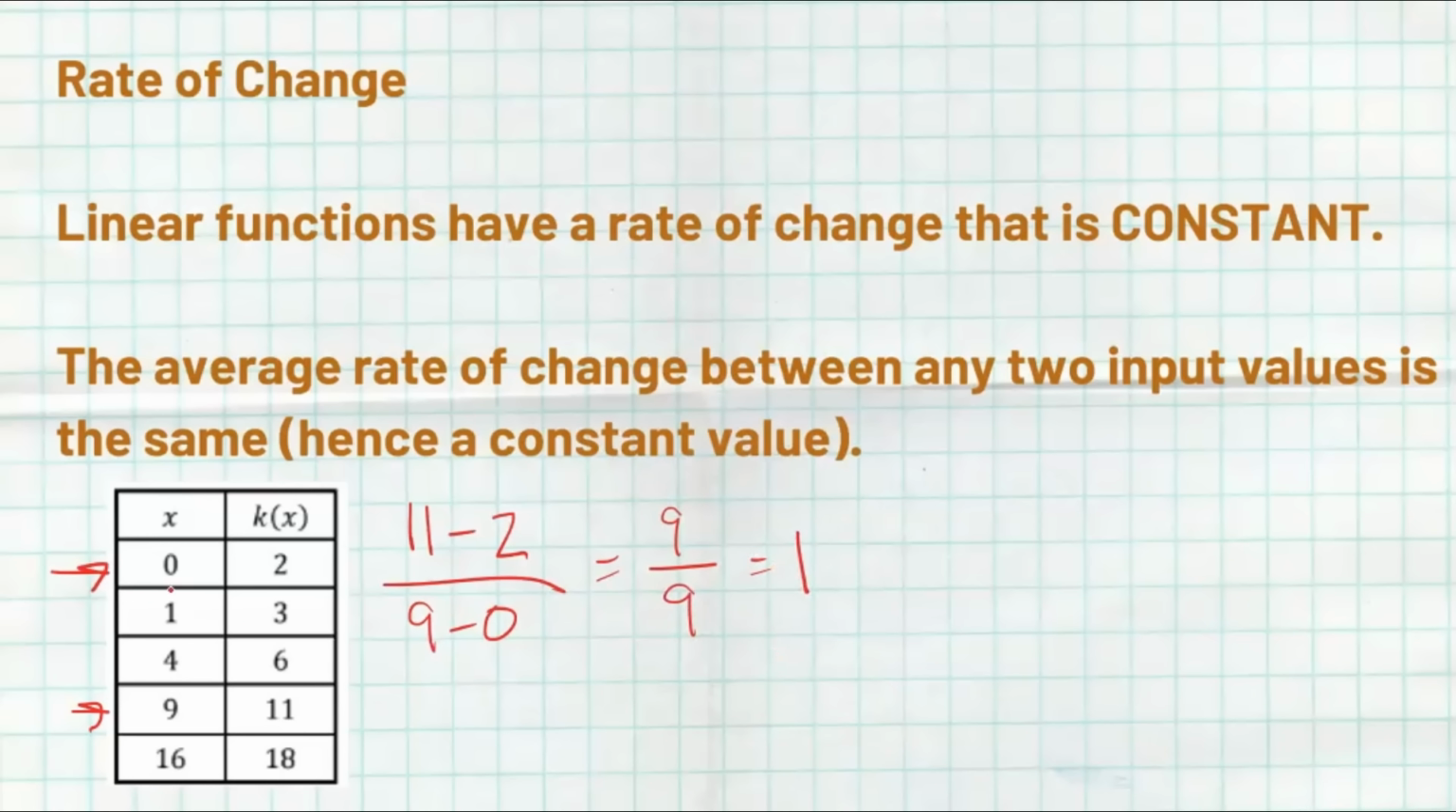Now, grab any other 2 points. So let's grab this point right here, 1, 3, and this point right here, 16, 18. So once again, subtract the outputs on top, 18 minus 3. Subtract the inputs in the bottom, 16 minus 1. And let's see here, 18 minus 3 is 15. 16 minus 1 is 15, and the average rate of change is 1. So that's how we know this is a linear function, because if you take any 2 input values and you find the average rate of change, it's going to be a constant value. In this case, that constant value is 1.